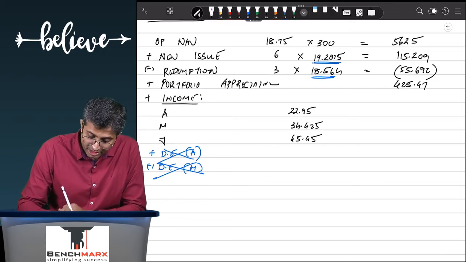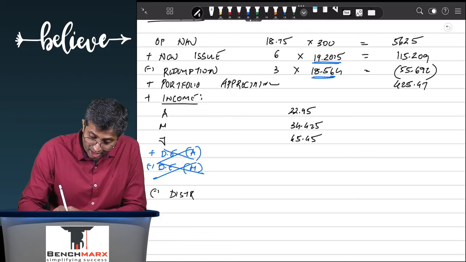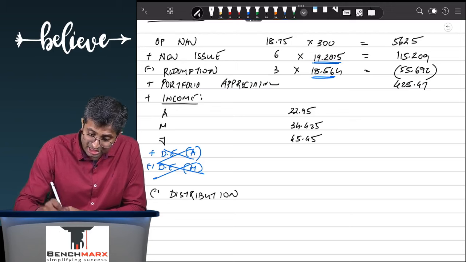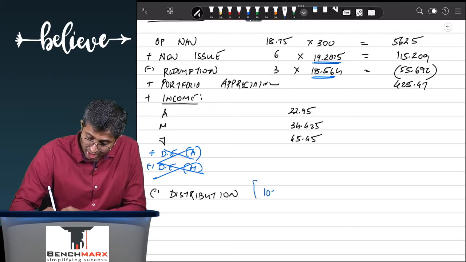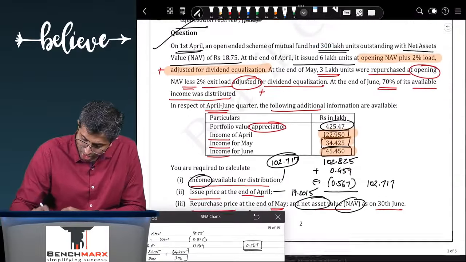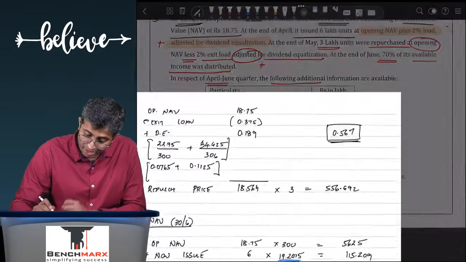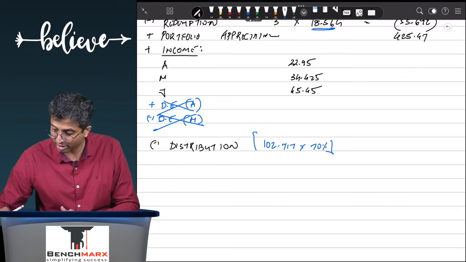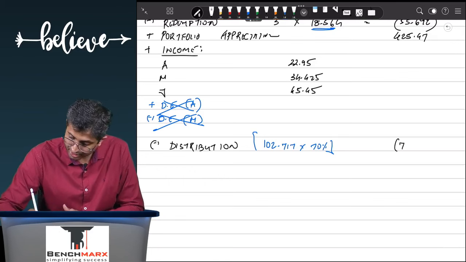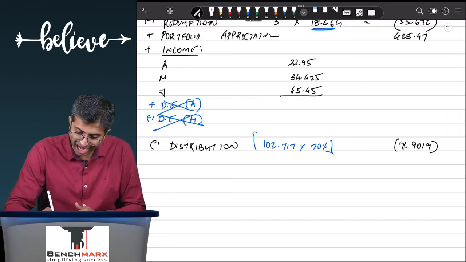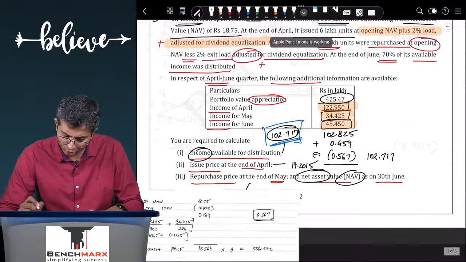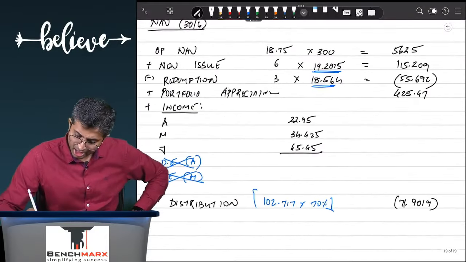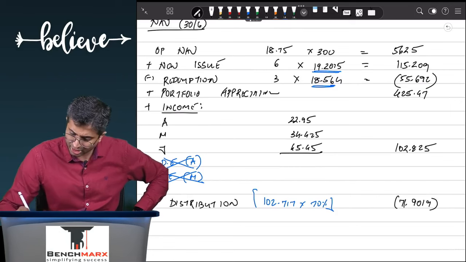However, this income increases my net worth, but I am distributing something. So how much am I distributing? My distribution is based on the income available, which was 102.717 that we have calculated, considering everything, 102.717 into 70%. So this is the distribution, 102.717 into 70%, which will be 71.9019. This is what you have distributed, and totaling the three incomes, this is 102.825, and 71.9019 is distributed.